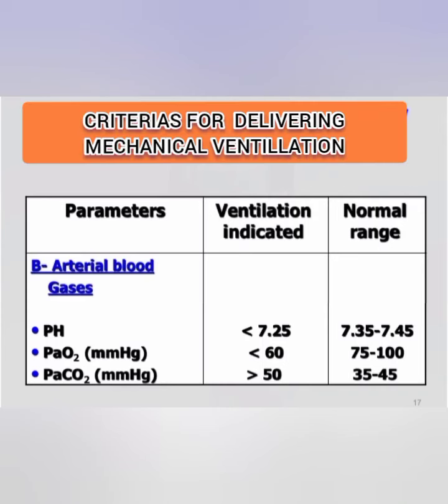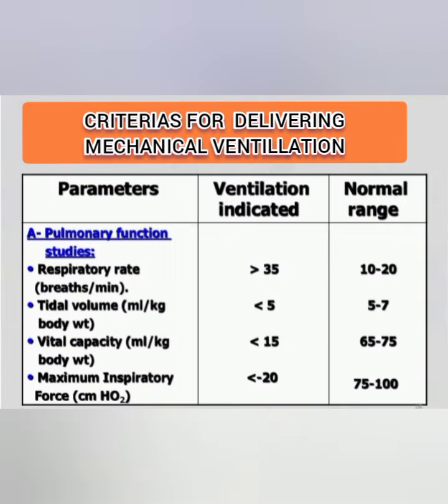Now, I would like to talk about the criteria for institution of ventilatory support. In the diagram showing the different parameters like arterial blood gases, a person must have a pH that is less than 7.25, where the normal range is 7.35 to 7.45. If a person has a partial pressure of oxygen less than 60, then the person may undergo mechanical ventilation. In the case of the partial pressure of carbon dioxide, if a person has greater than 50 mm Hg pressure.